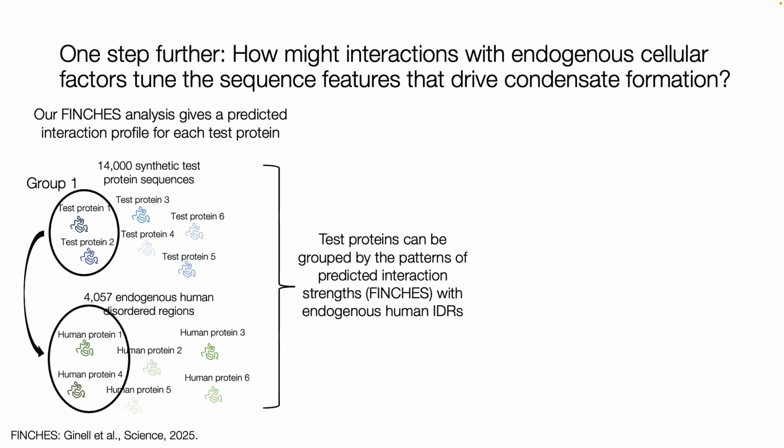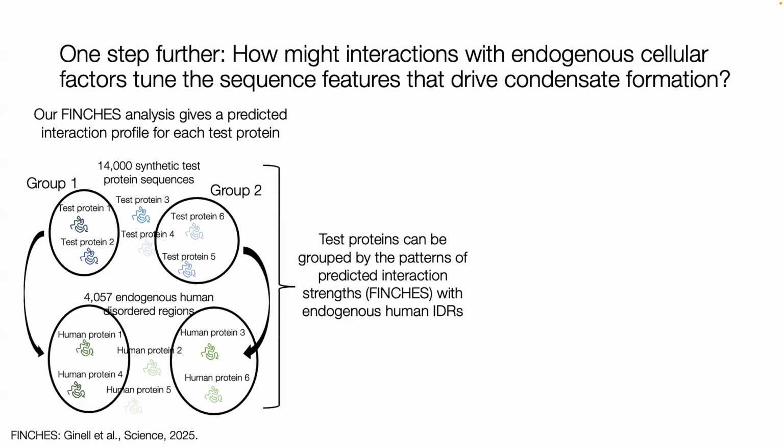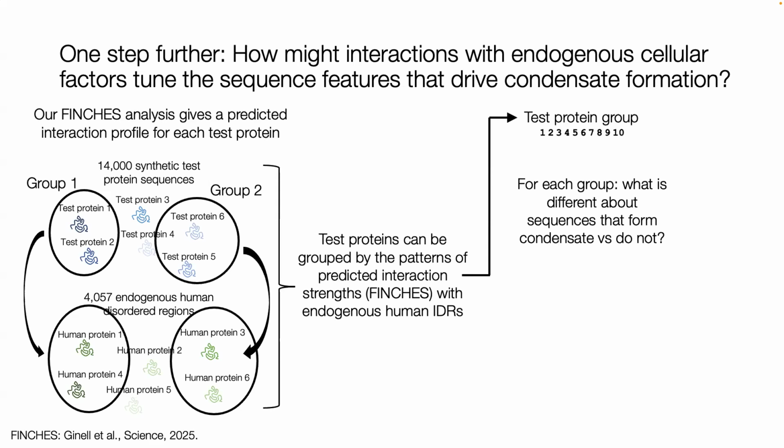So for example, we might have group 1, which contains test protein 1 and 2, which might interact really strongly with human protein 1 and 4. You might have another group that contains test protein 5 and 6 that interact really strongly with human protein 3 and 6. So we can take all of these test protein sequences and group them into 10 distinct groups where all of the sequences within each group make similar sets of predicted interactions. And then for each group, we can ask what's different about sequences that form condensates versus do not form condensates.